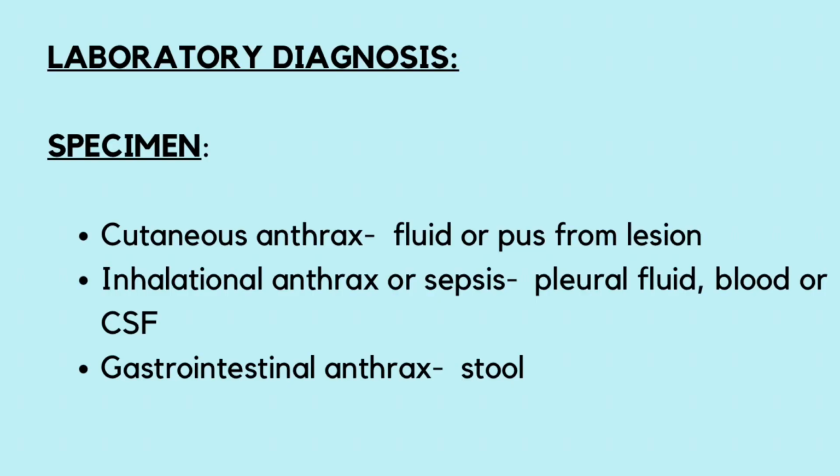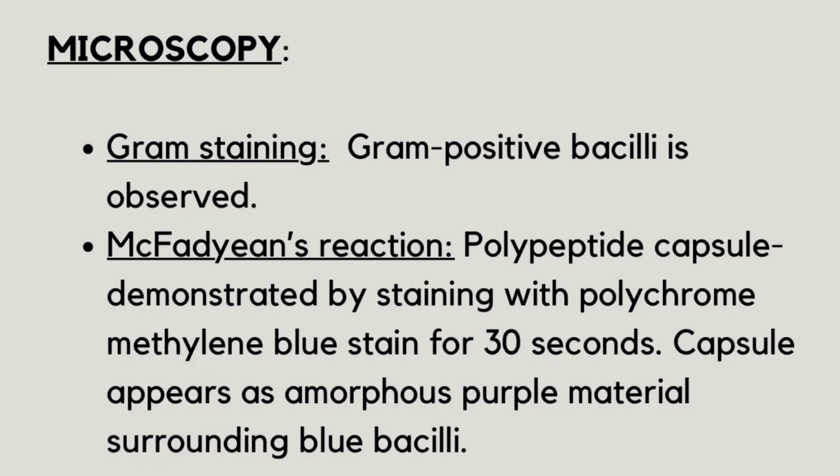Laboratory diagnosis. Specimen. Fluid or pus is taken from the lesion in cutaneous anthrax. Pleural fluid, blood or cerebrospinal fluid is collected in inhalational anthrax or associated sepsis, and stool is taken in case of gastrointestinal anthrax. Microscopy. On gram staining, gram-positive bacilli are observed.